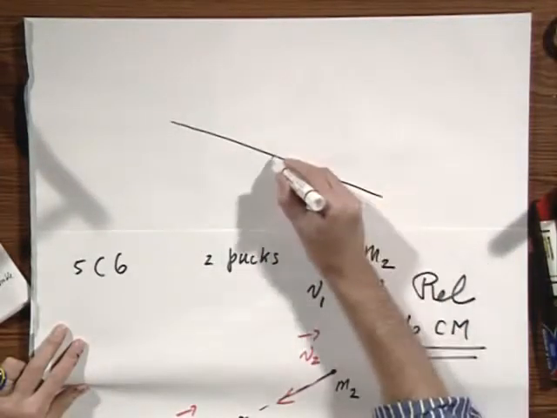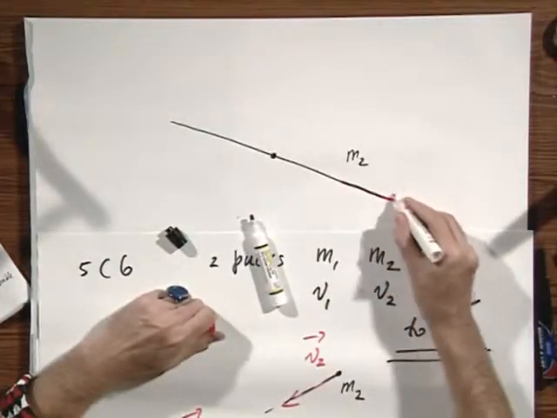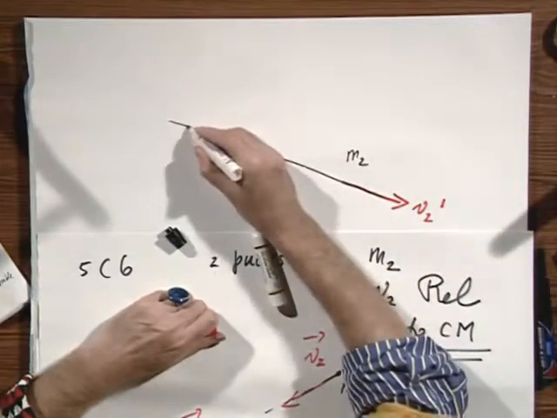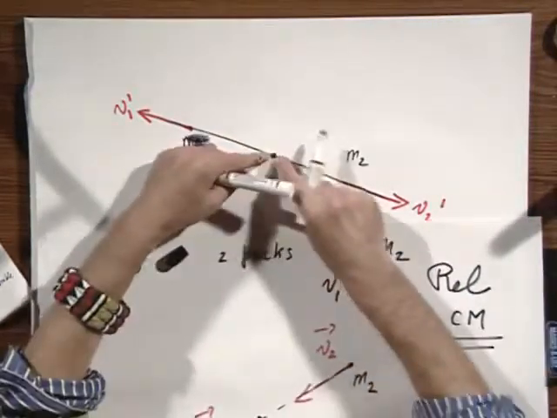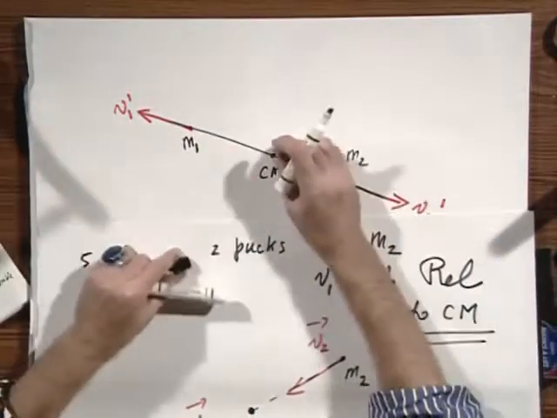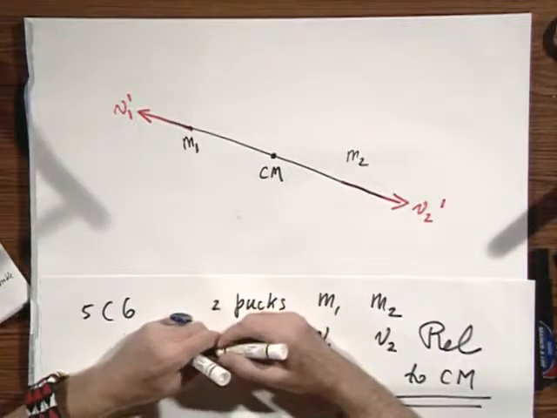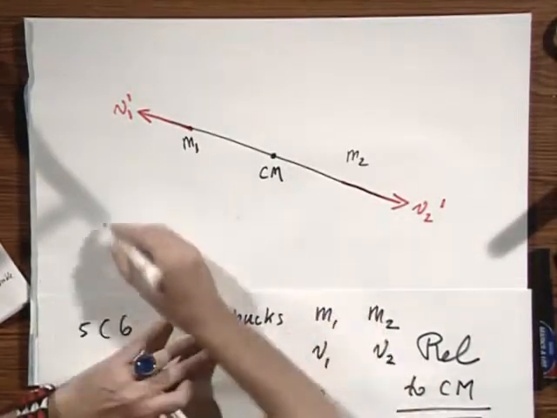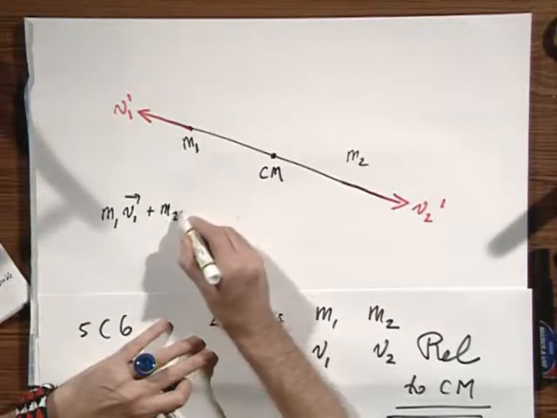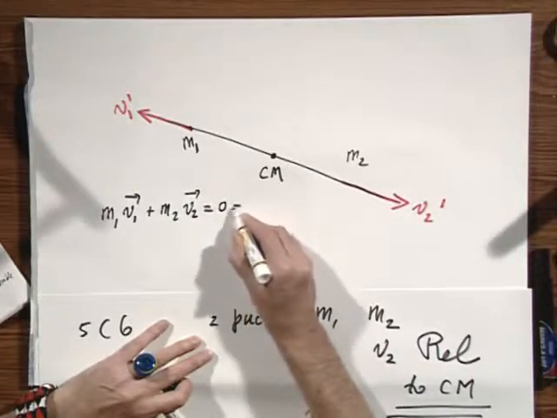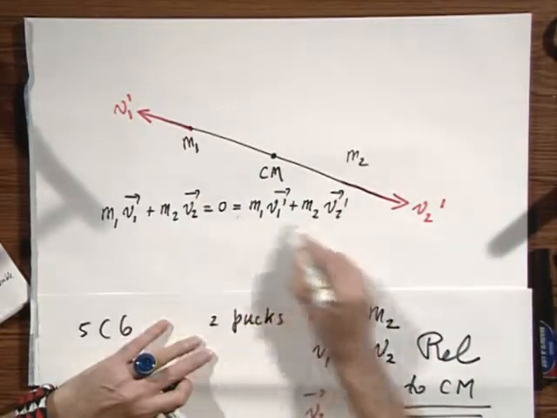So let's assume that after the collision, M2 moves out with velocity V2 prime, and M1 moves out with V1 prime. As I said, they must either go away from the center of mass, or they must go to the center of mass, or they must be stuck at the center of mass. There's no other possibility, because the momentum relative to the center of mass frame of reference is always zero. So I can write down now that M1 V1, this is a momentum vector, plus M2 V2 must be zero, and this is also M1 V1 prime plus M2 V2 prime. This is the conservation of momentum, but it is zero.